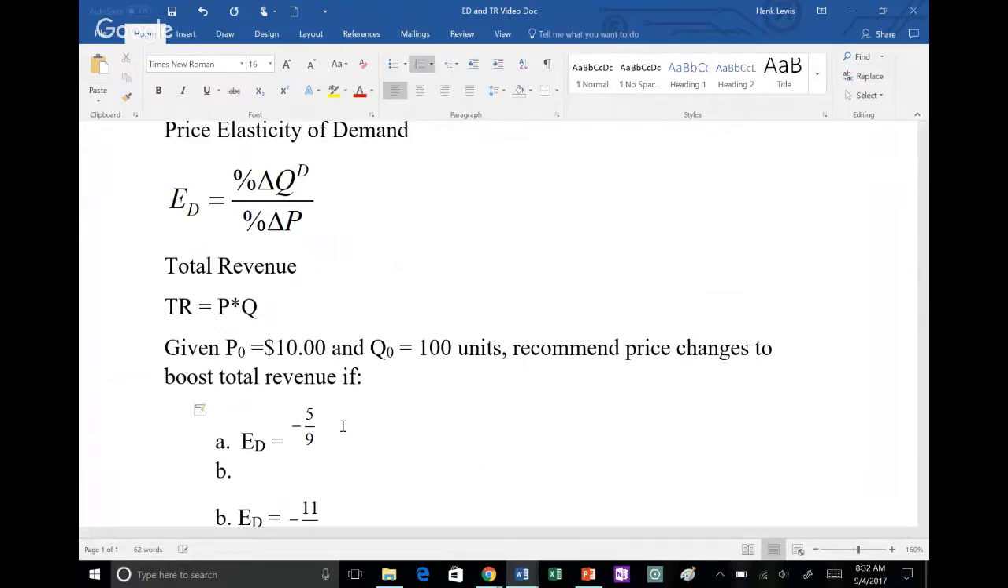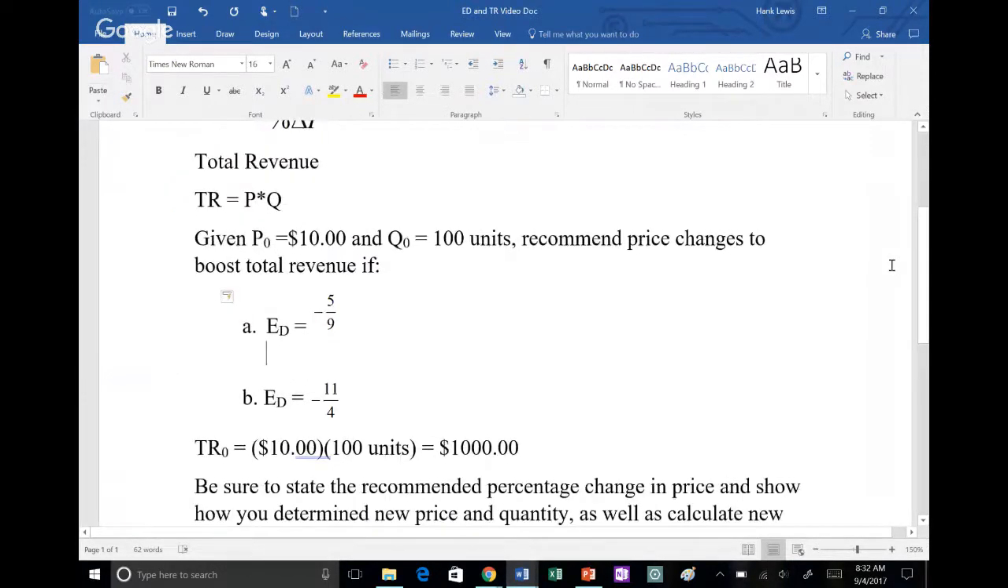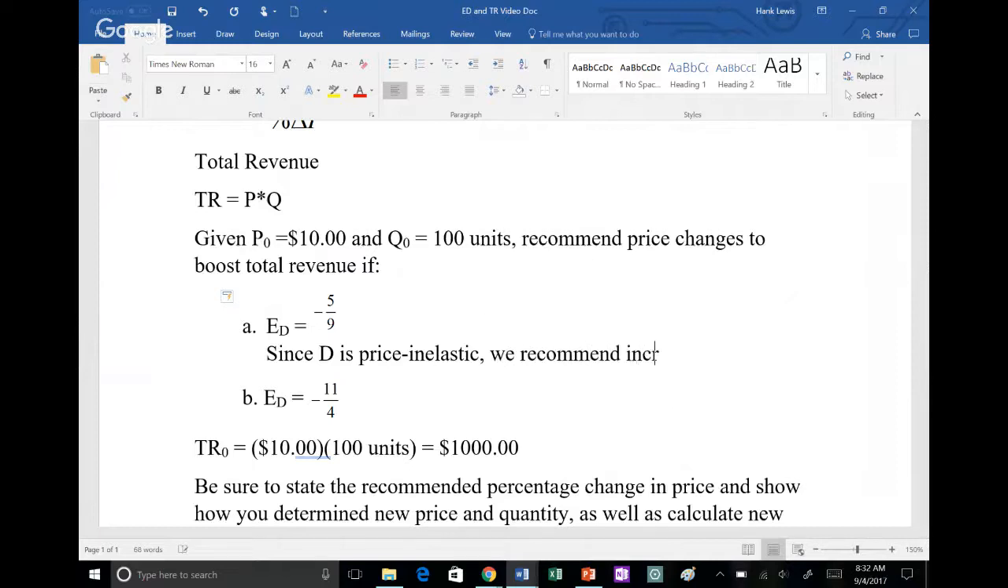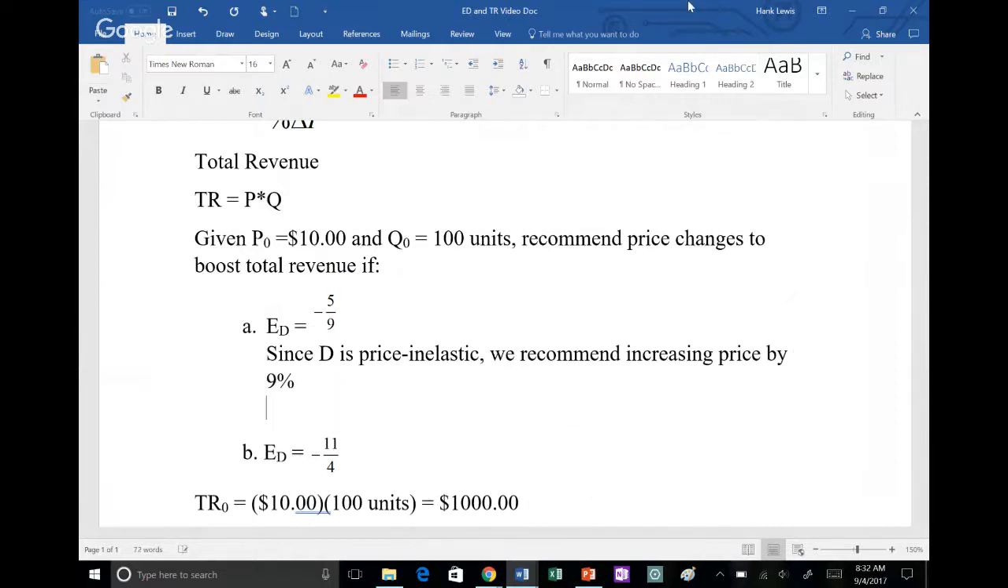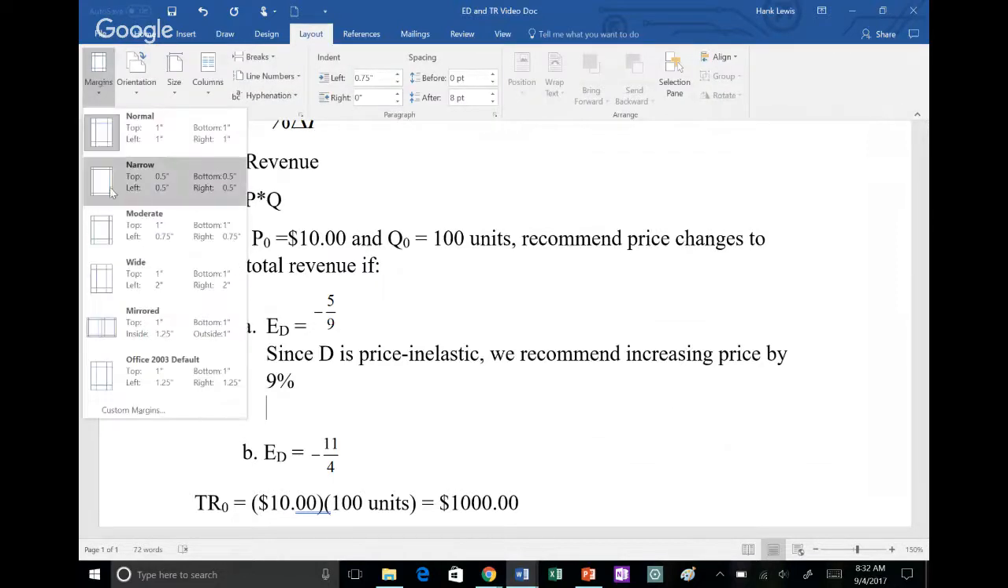So let's go ahead. We're going to work this over here, and let me just zoom out so it's a little more visible. Y'all may want to use a large computer or pipe this over to your TV for casting, if you will. So since demand is price inelastic, we recommend increasing price by 9%. Okay. I'm going to make a couple of minor adjustments here.